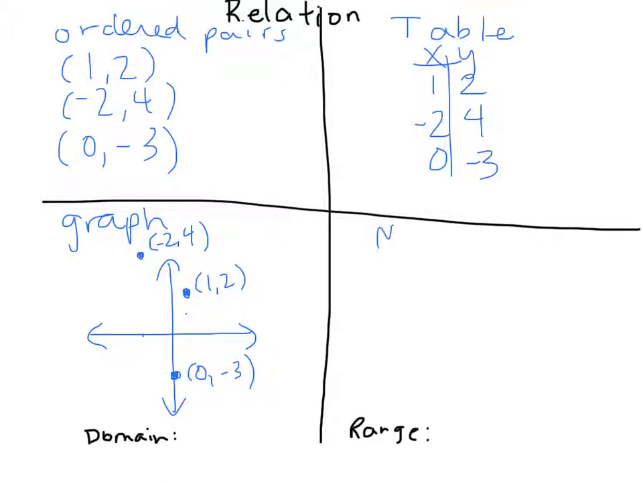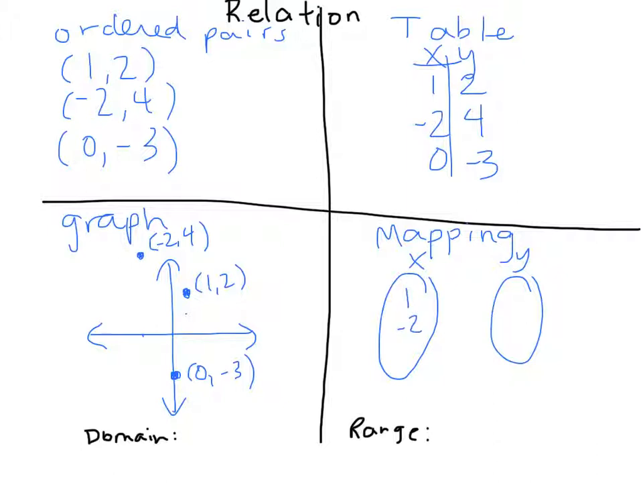And the last might be a little bit new. It's called mapping. And as what we do in a map is I have part of my map over here, that's my x values, part of my map over here, that's my y values, and I put my x values in 1, -2, 0, and my y values 2, 4, -3, and then I draw an arrow and I say this x goes with this y, this x goes with this y, and this x goes with this y.